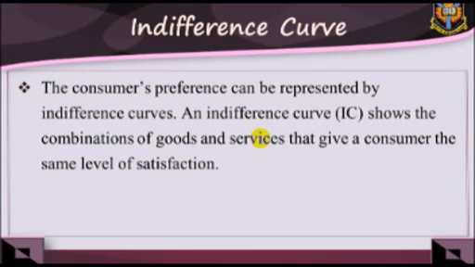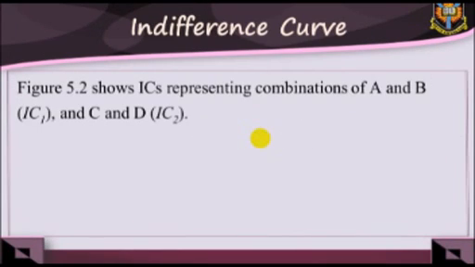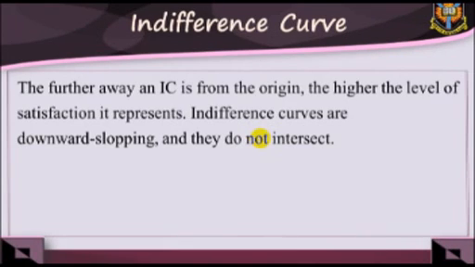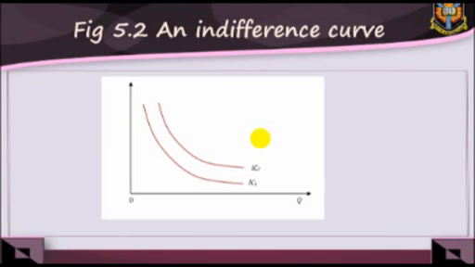An indifference curve, IC, shows the combinations of goods and services that give a consumer the same level of satisfaction. Figure 5.2 shows indifference curves representing combinations of A and B, that is IC1, and C and D, IC2. The further away the indifference curve is from the origin, the higher the level of satisfaction it represents. Indifference curves are downward sloping and they do not intersect.